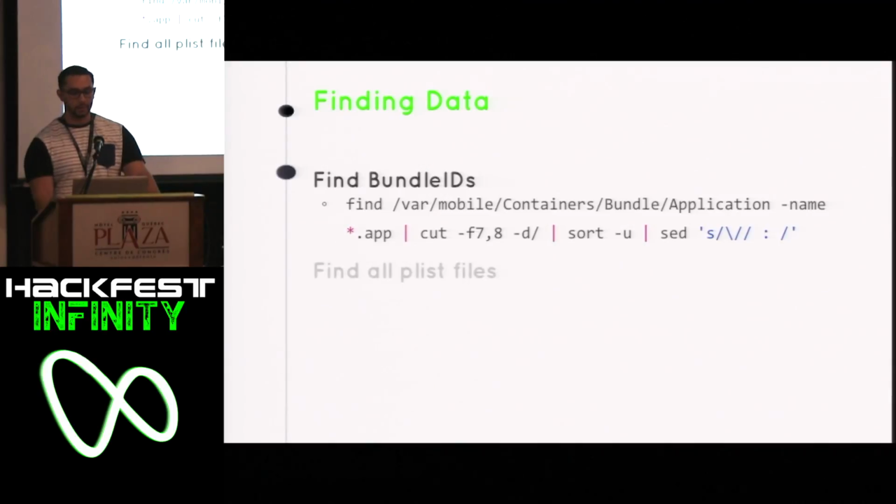But that's the first part. Otherwise, you're not going to know. A bundle ID is basically the randomly generated home directories. Otherwise, you're not going to know what you're looking at.